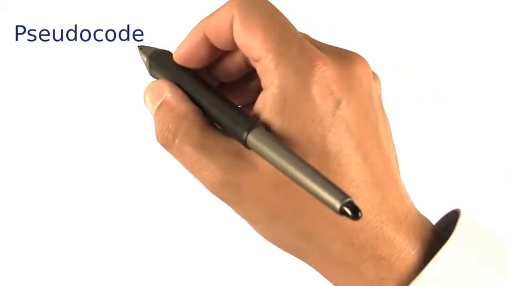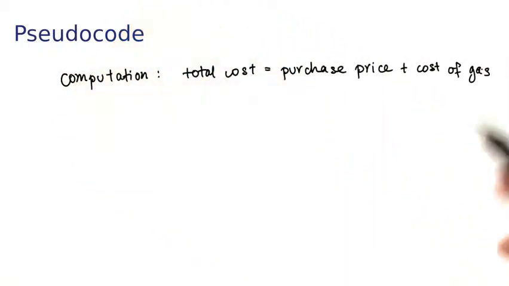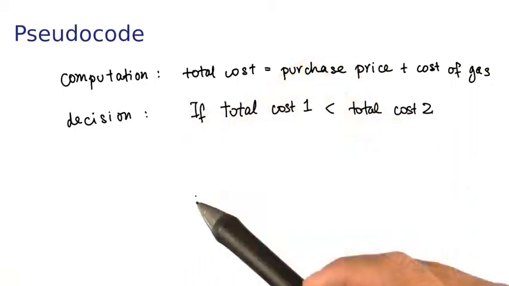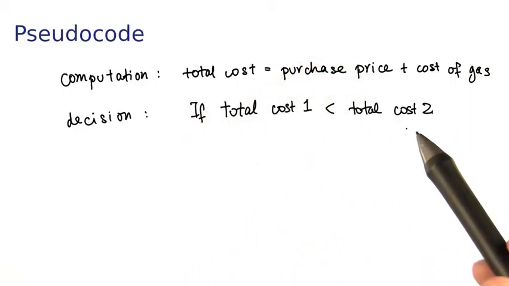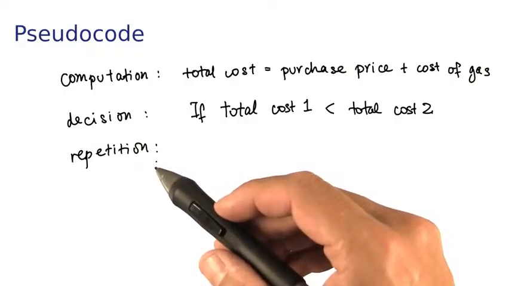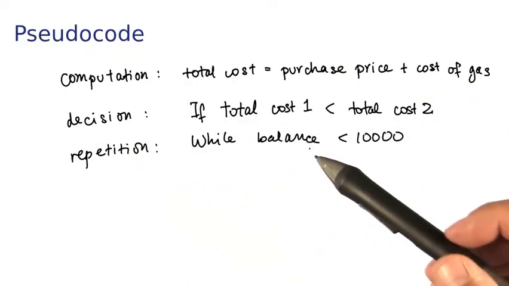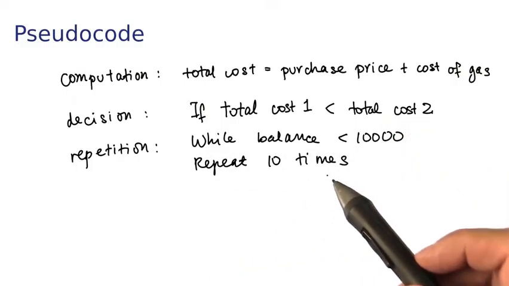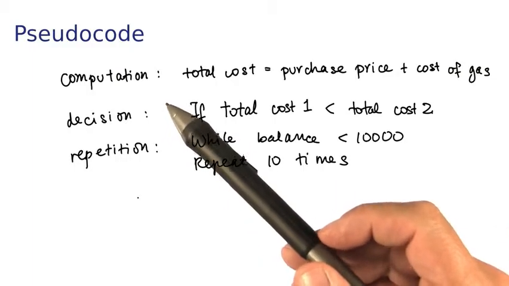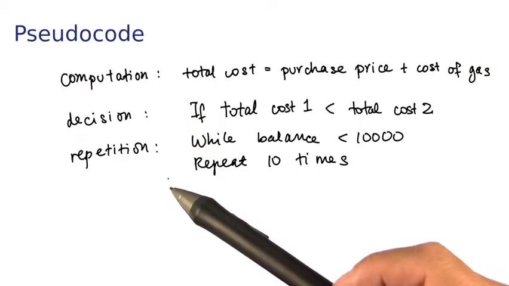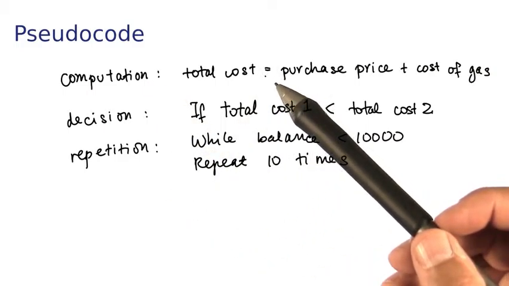In your pseudocode, you may want to write a computation, such as the total cost equals purchase price plus cost of gas. You might want to have a decision: if total cost 1 is less than total cost 2, do one thing, else do another thing. You might want to repeat certain steps while the bank balance is less than your target, or repeat some action, say 10 times. Those are the 3 essential elements of pseudocode: computations or other actions, decisions, and repetition, without any regard of the syntax of a particular programming language.